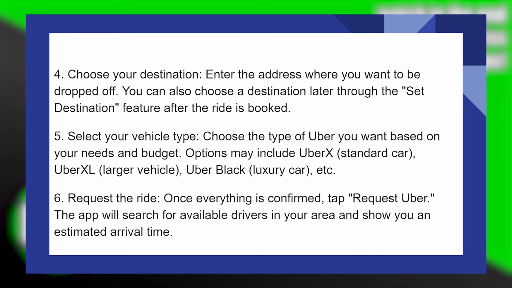Now, choose the type of Uber you want based on your needs and budget. Options may include Uber X, which is a standard car, Uber XL, a larger vehicle, and Uber Black, which is for luxury cars. Once everything is confirmed, tap Request Uber.